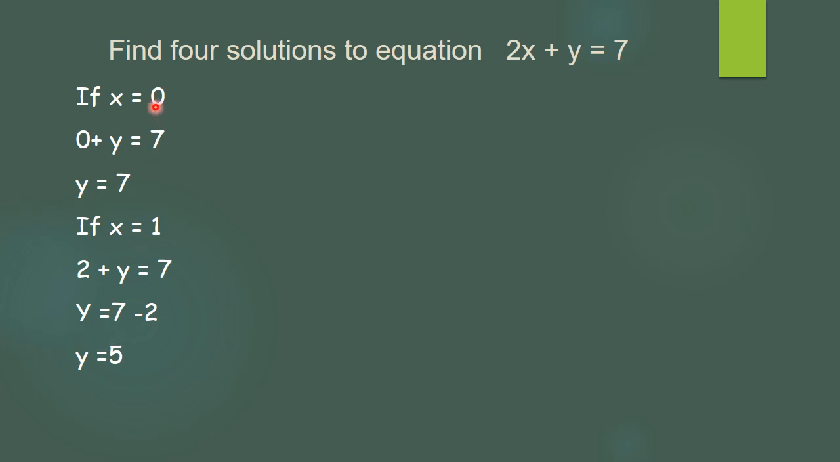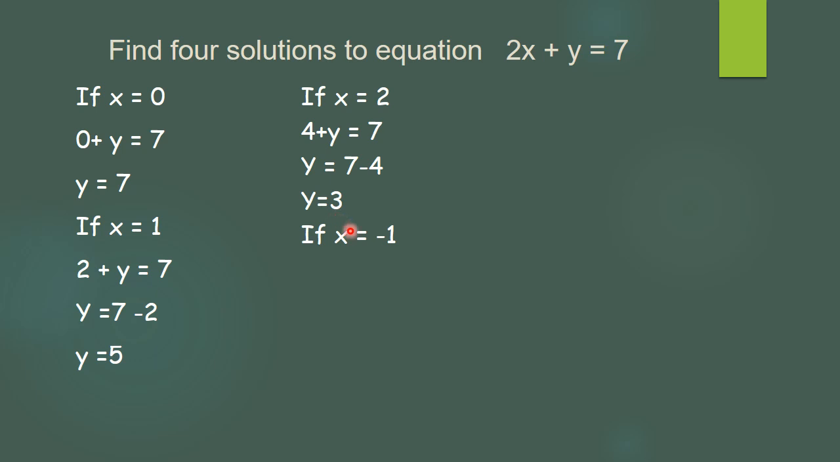So when x was 0, y was 7. When x was 1, y is 5. Now the third, when x is 2, replace x with 2. 2 2s are 4, so we get 4 plus y is 7. So y is equal to 7 minus 4, and so y is equal to 3. So the third solution we get is 2 comma 3.